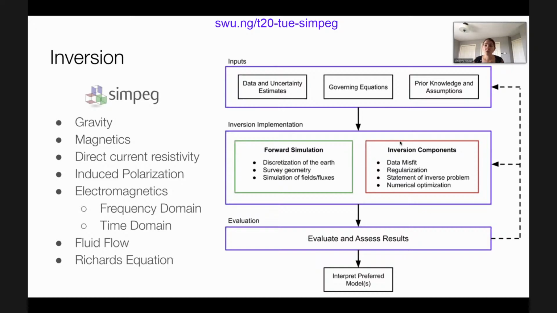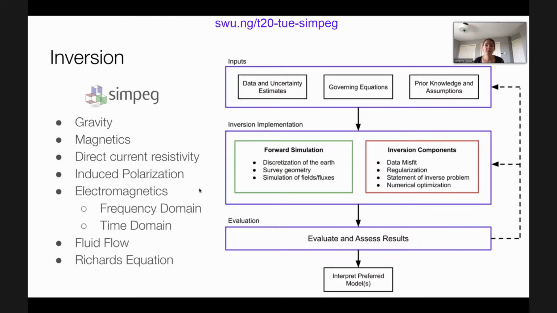And then in the inversion, we're going to set up an optimization problem where we're going to try and fit those data. So we want the data that we're predicting to match the data that we observe. And in order to have that problem be tractable, we're going to impose some regularization. And we'll walk through what that means.